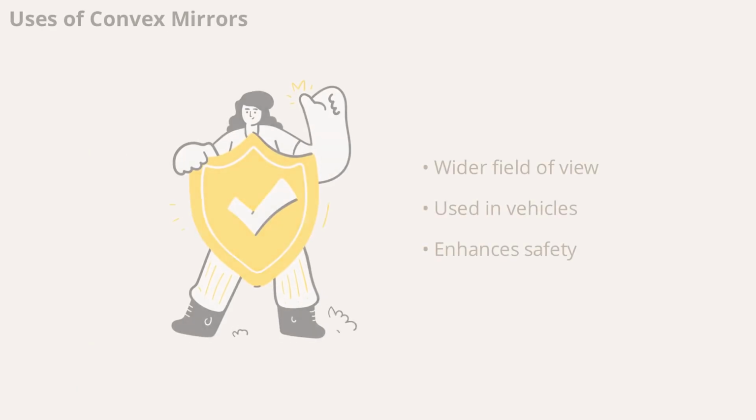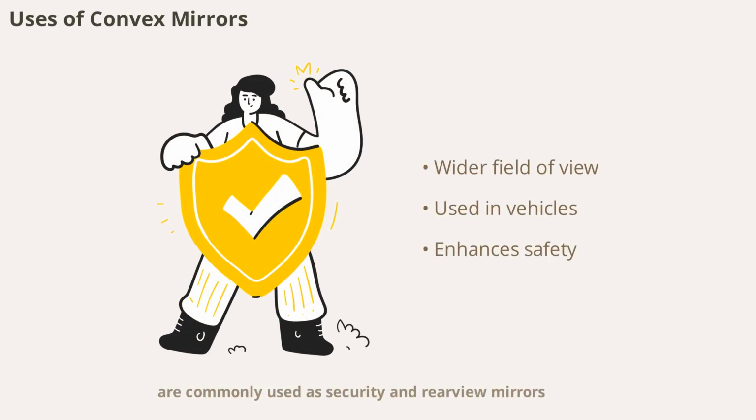Convex mirrors, which bulge outward, are commonly used as security and rear-view mirrors. They provide a wider field of view than flat mirrors, making them ideal for monitoring large areas or for use in vehicles. Their ability to form smaller, upright images helps drivers see more of the road behind them, enhancing safety. Convex mirrors are a practical application of the principles of reflection.